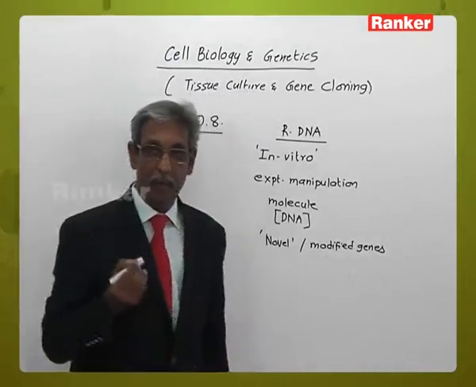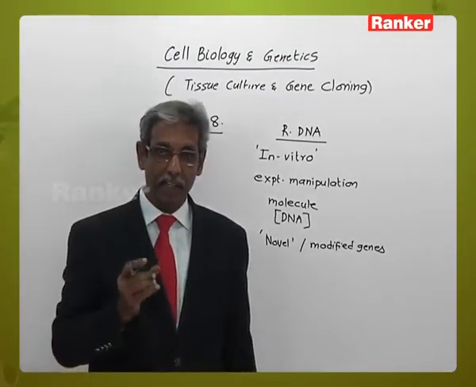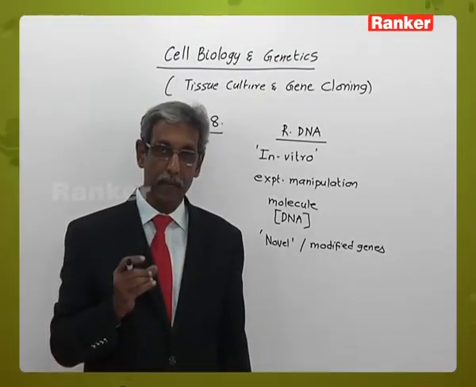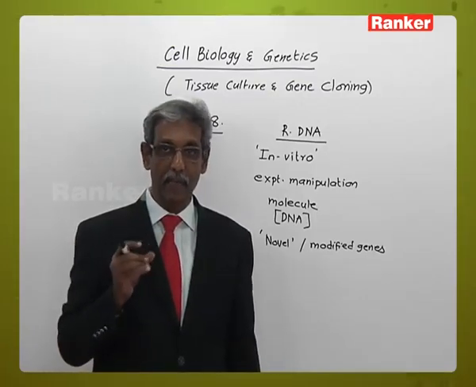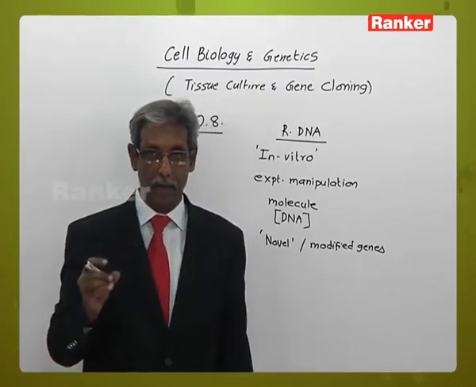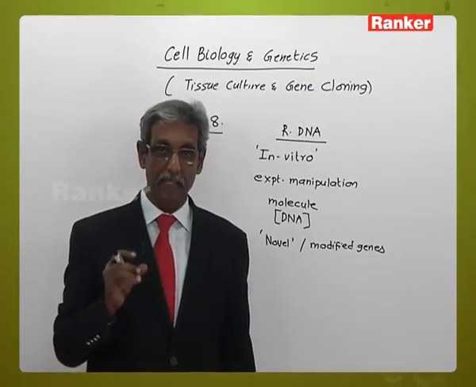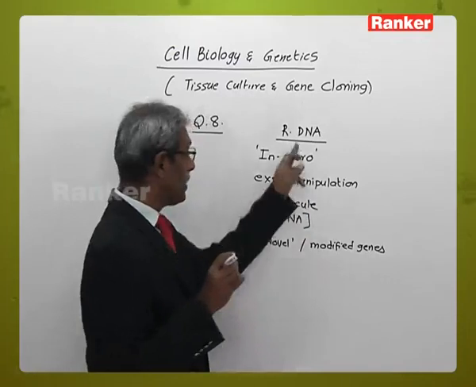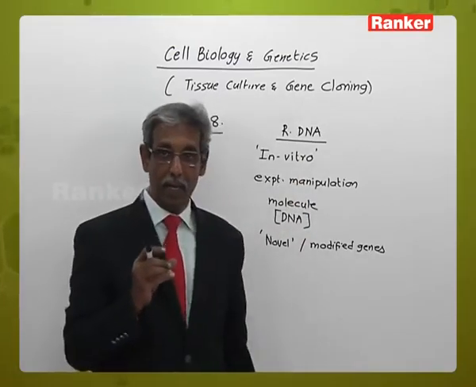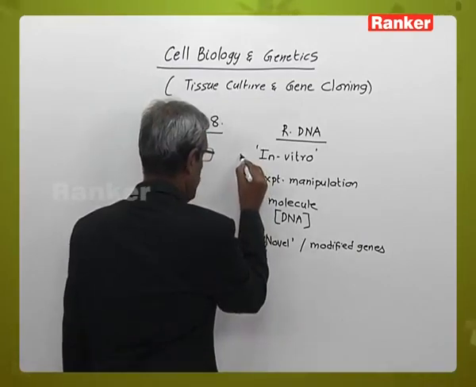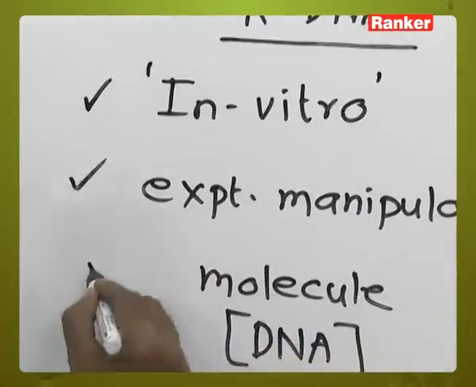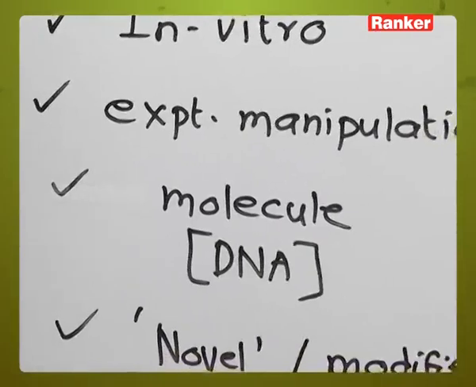Now, when we take the choices, A, cloning vector: a vector is a molecule or a piece of DNA which can transfer DNA from one organism to another organism. It is nothing but a transport vehicle. When you use the term recombinant DNA, it means we are trying to study, under in vitro conditions, experimentally manipulating the molecule for getting novel modified genes.